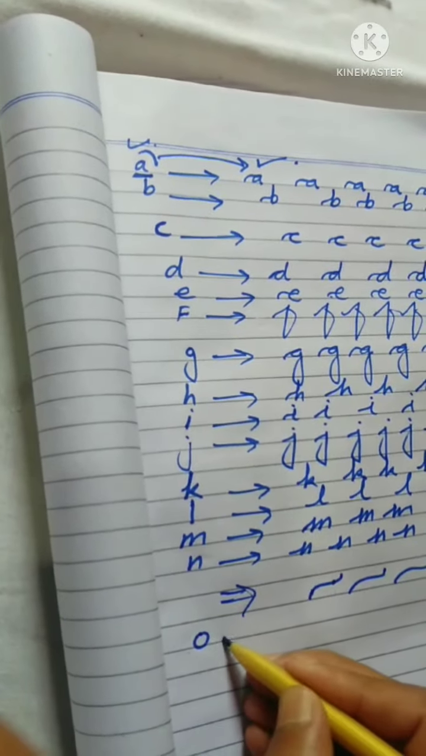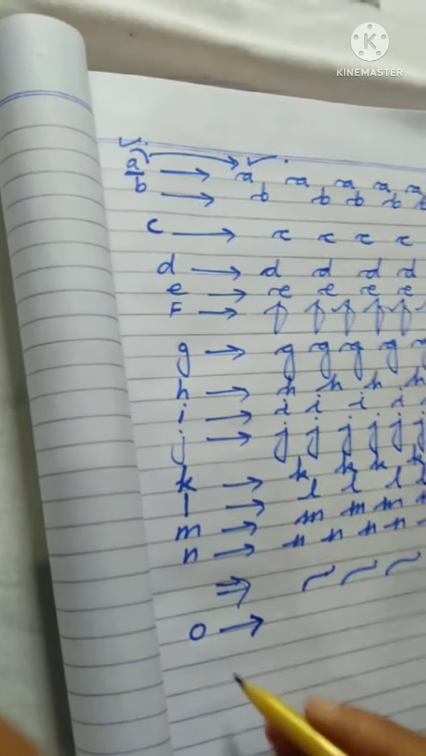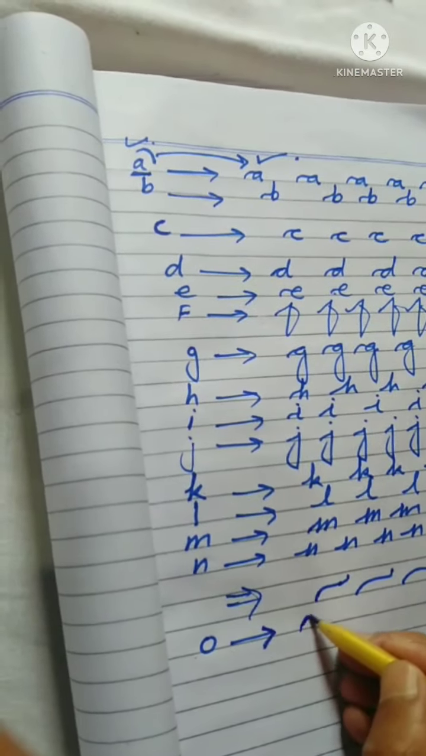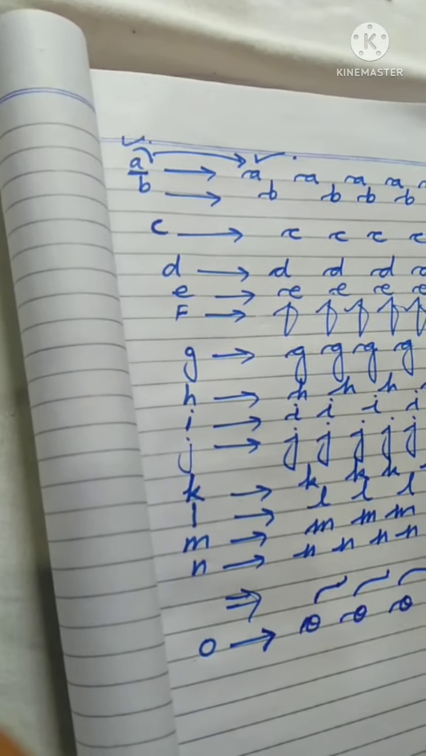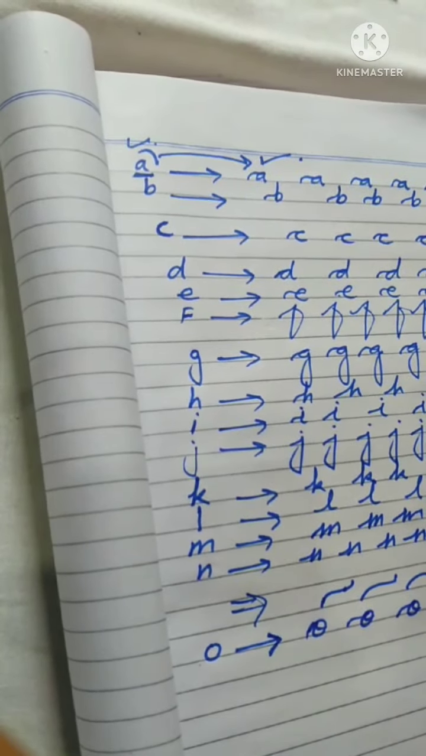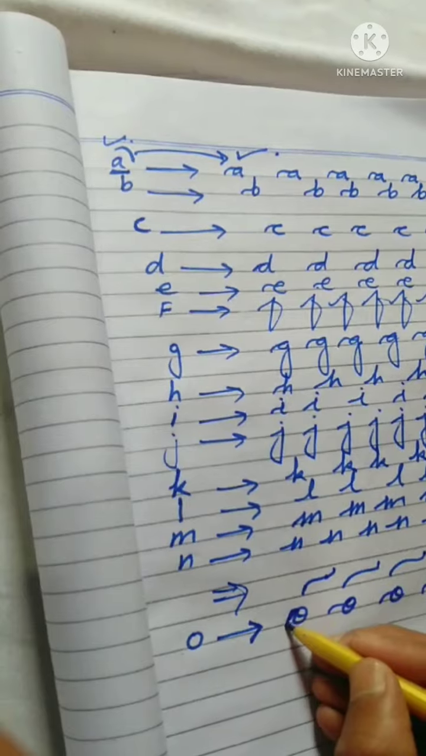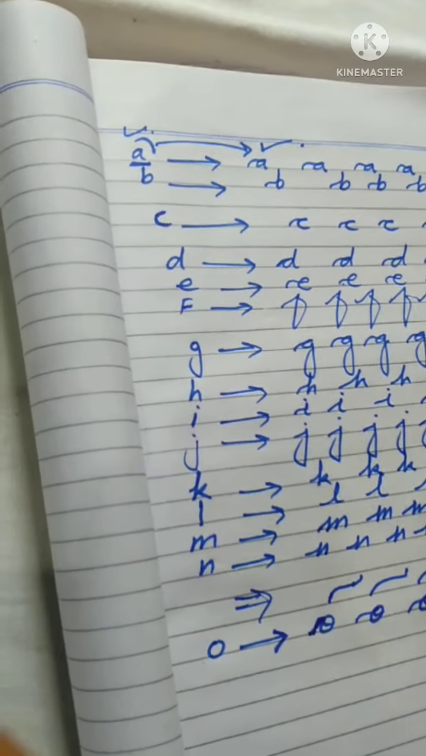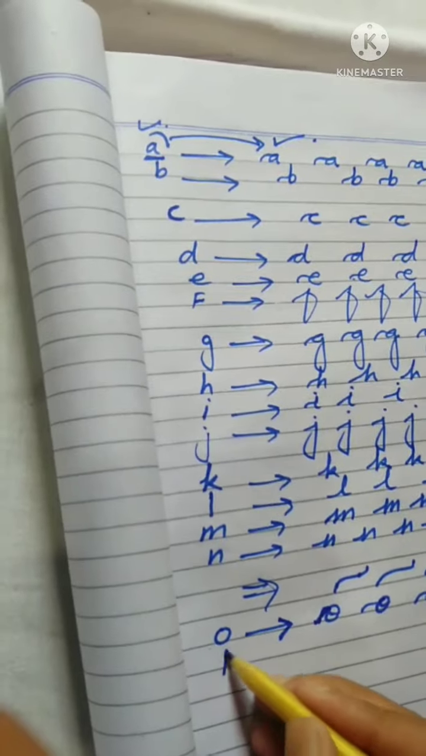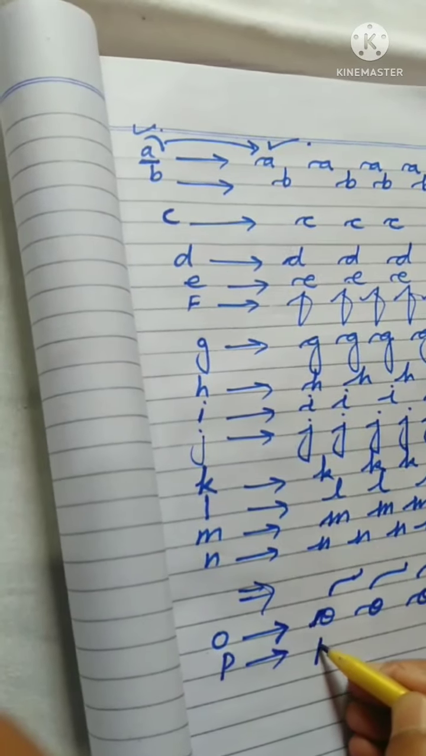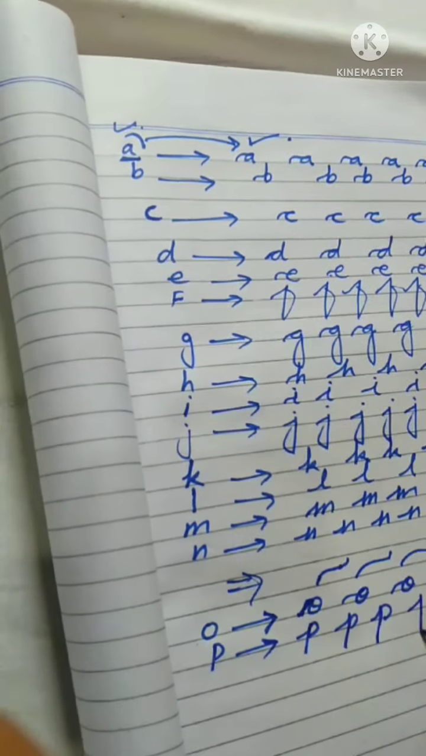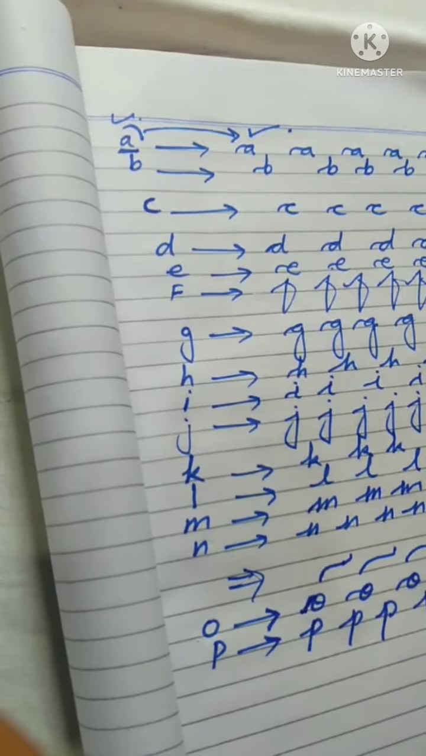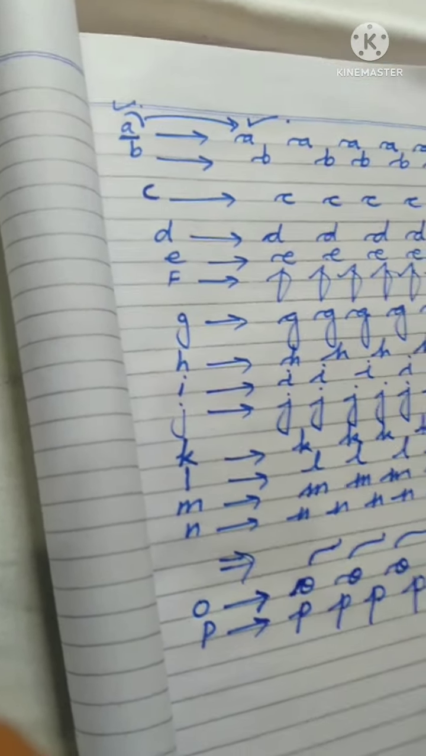O. First you show a tail. You may show O with a tail. P. Pronunciation is P. Also improve your pronunciation if you do not have good pronunciation.